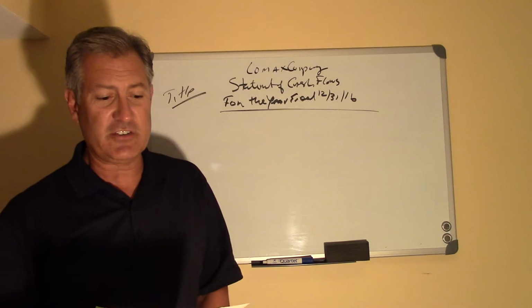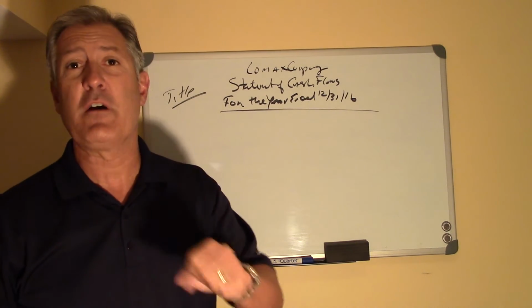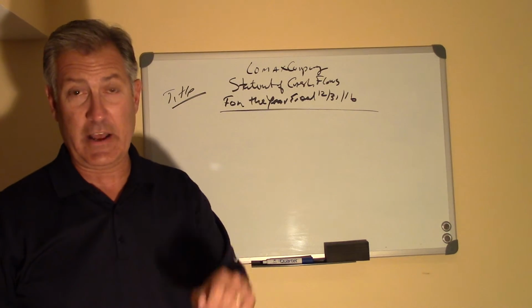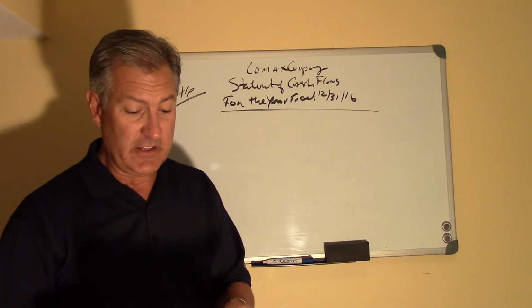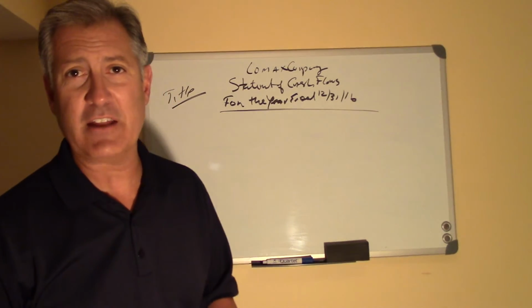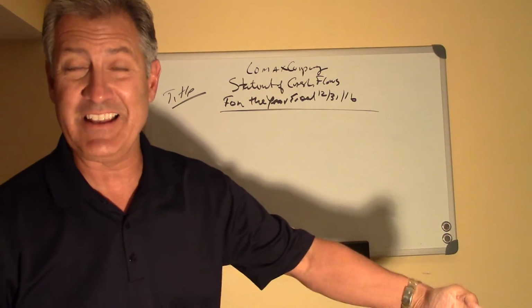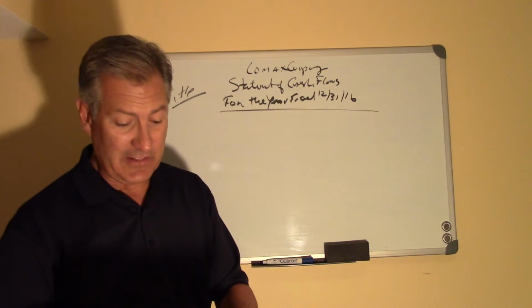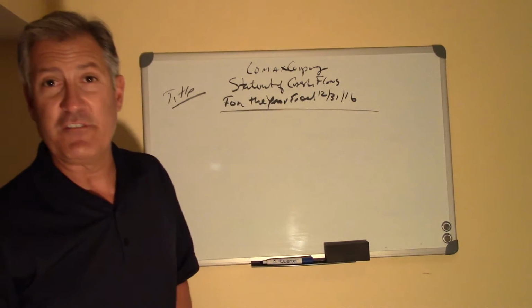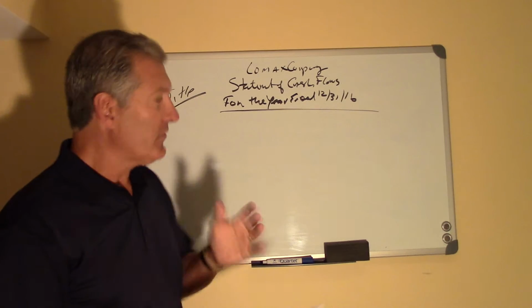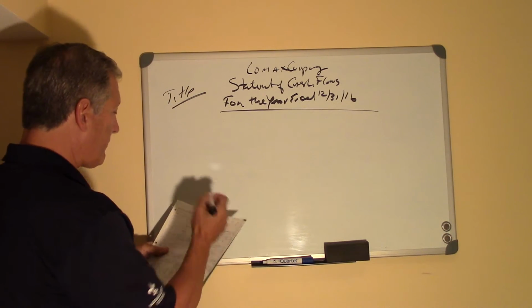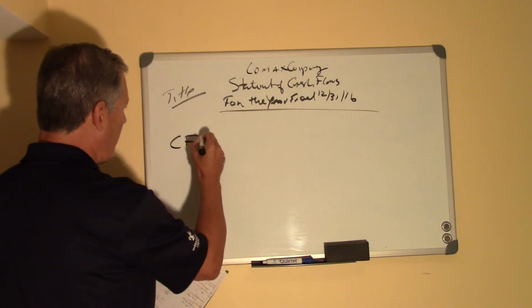The first section is cash flows from operating activities, both in and out. The second section is cash flows from investing activities, both cash flows in, flows out. And then lastly, cash flows from financing activities. So we're going to start with the cash flows from operating activities.